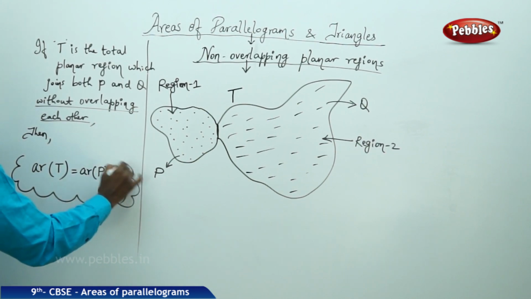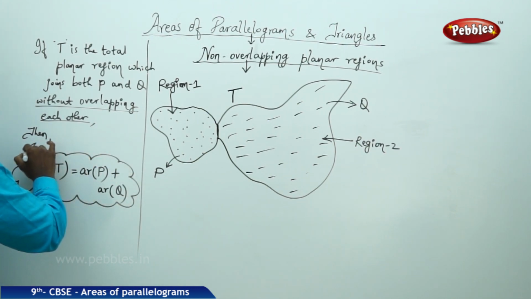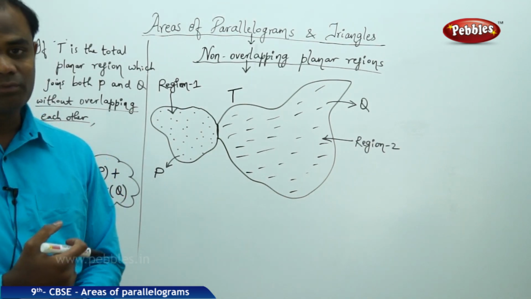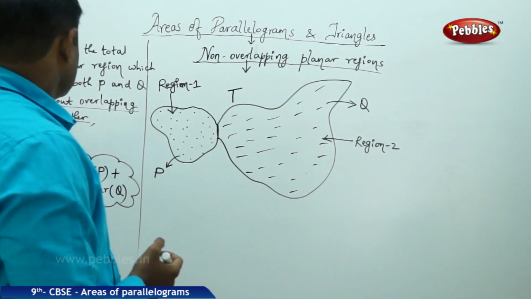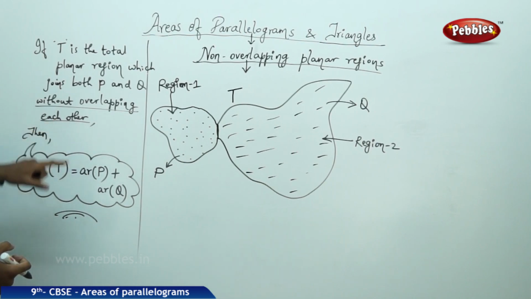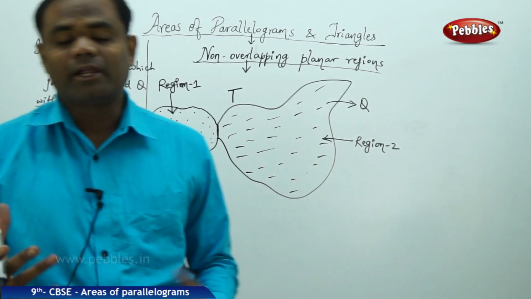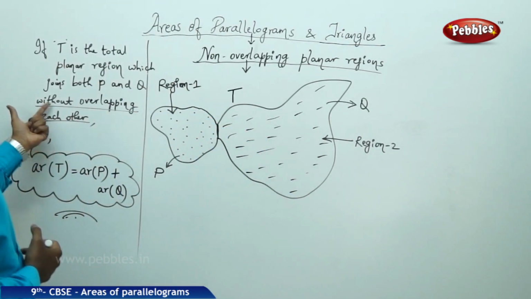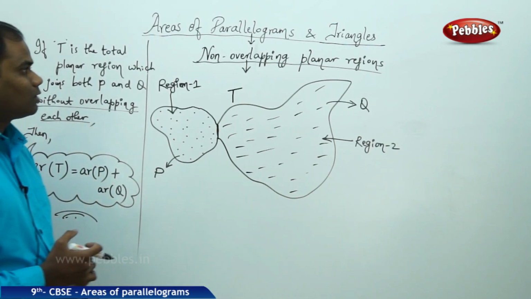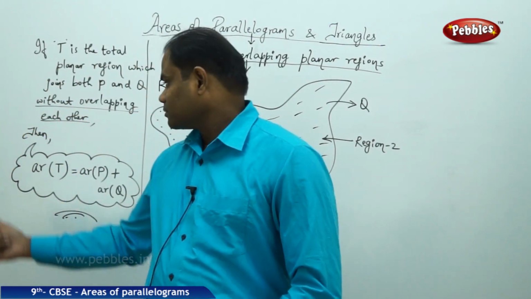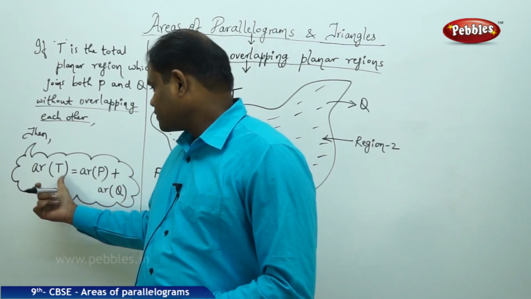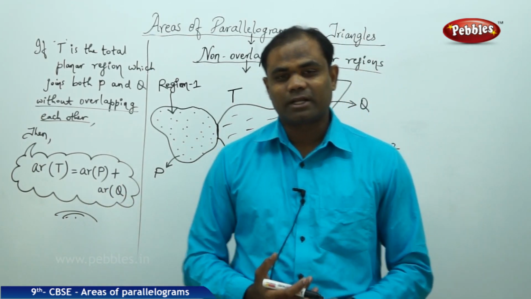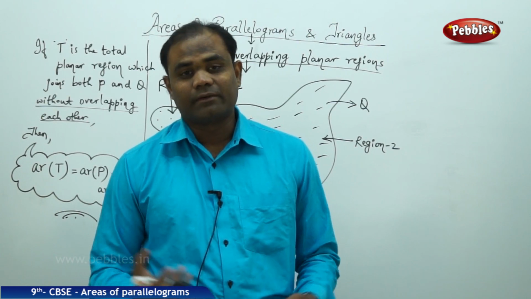This is how I understand the total region: area of T equals area of P plus area of Q. So T, the total region which joins both P and Q, has area equal to the areas of the two regions joined without overlapping each other, which plays a vital role. Non-overlapping planar regions are denoted with the equation AR of T equals AR of P plus AR of Q.